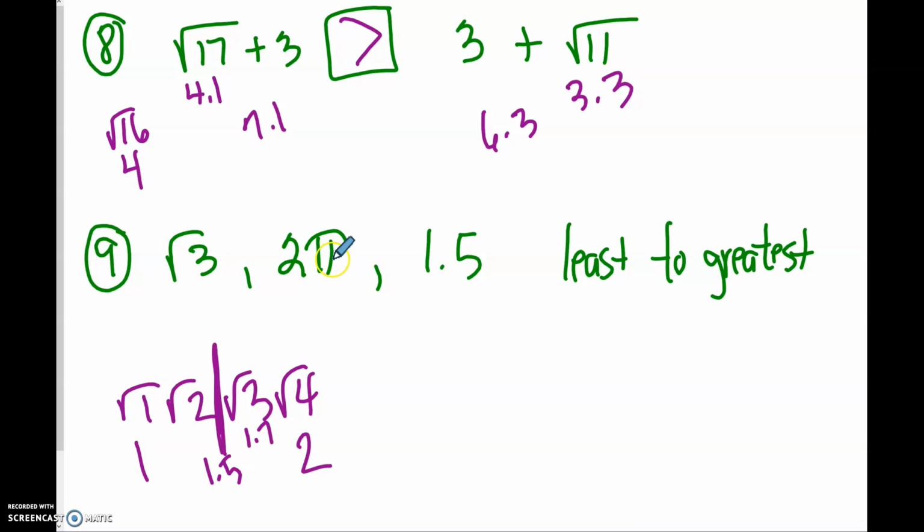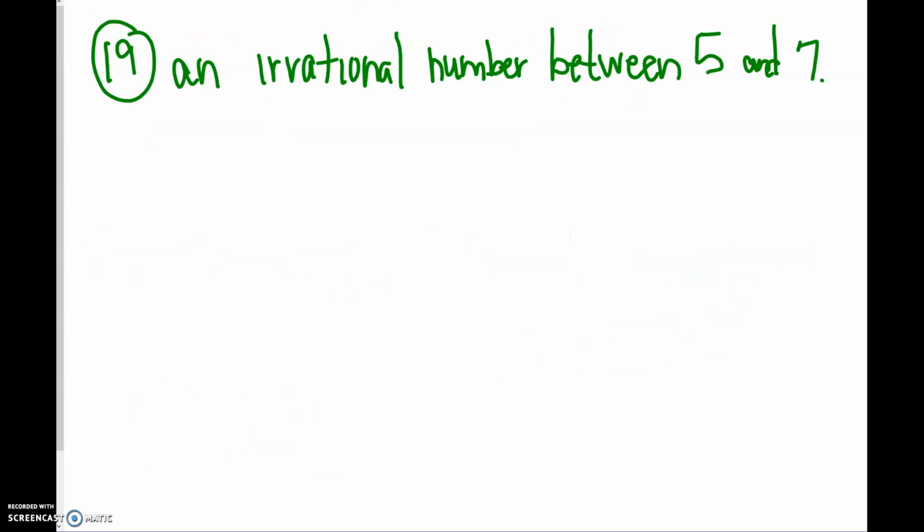So this is going to be 3.14 times 2. So this is about 6.14. So the smallest number here looks like it's going to be that decimal value of 1.5, the square root of 3, and then 2 pi. So that's least to greatest.